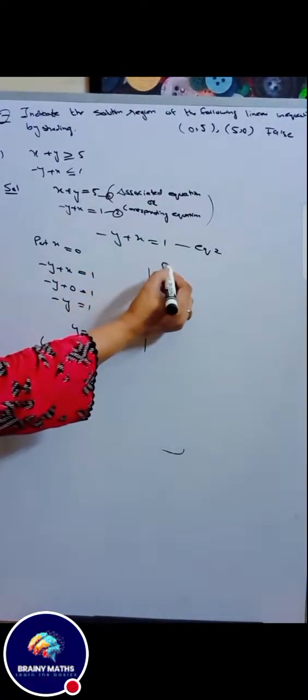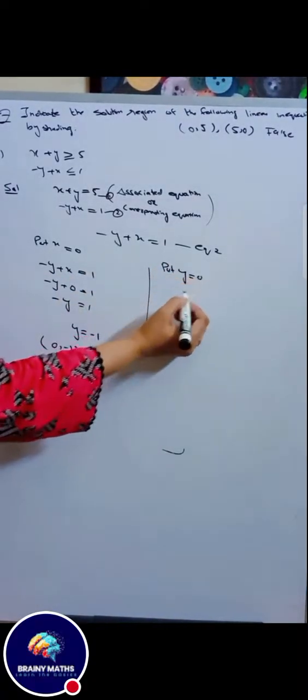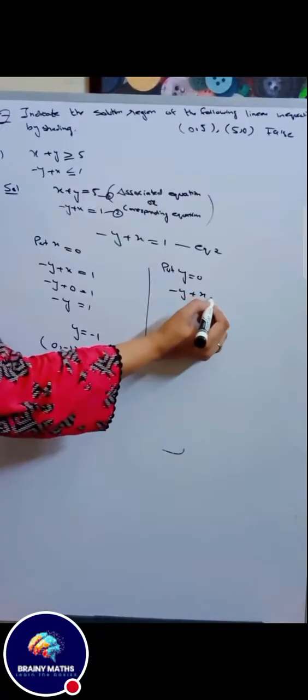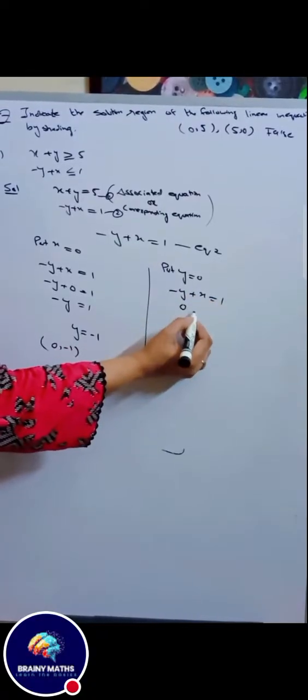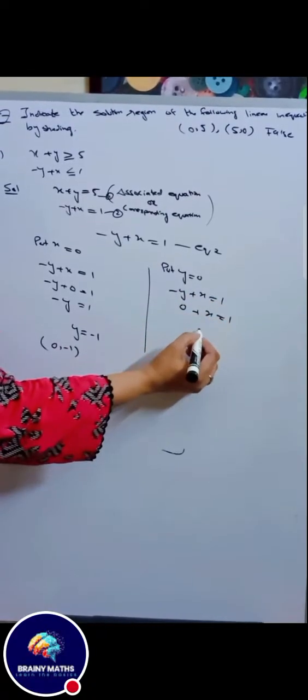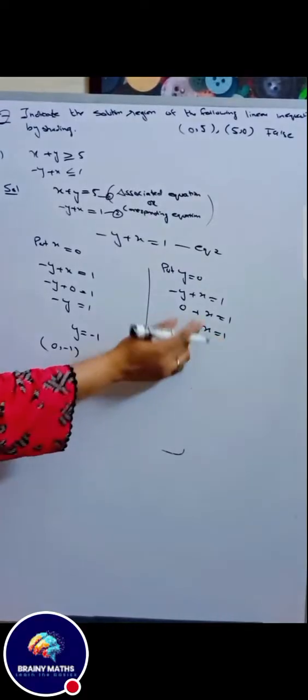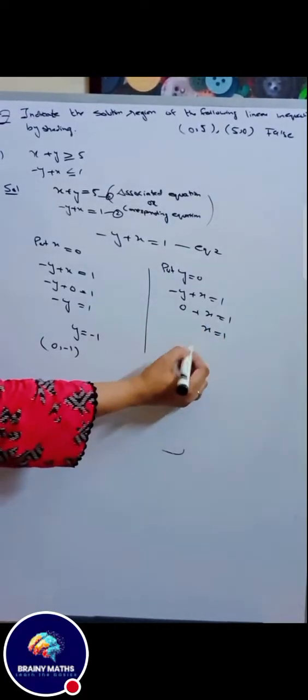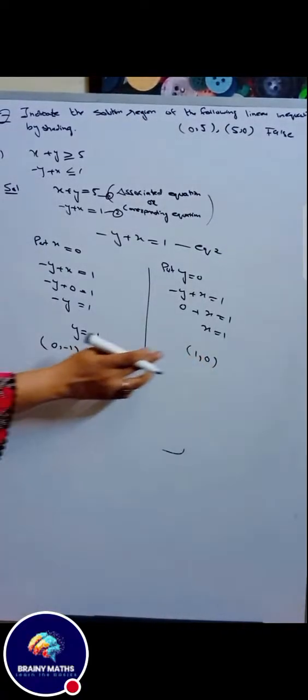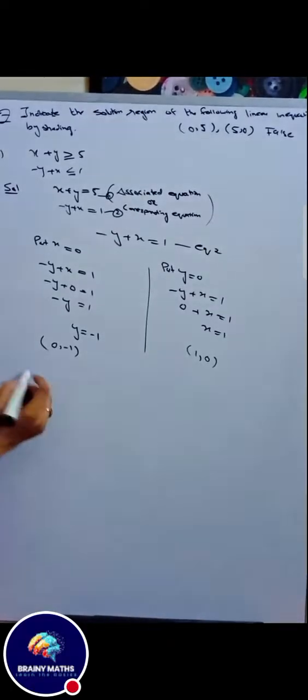Clear? Now next, put y equal to 0. Minus y plus x equals 1 becomes 0 plus x equals 1, so x equals 1. So x is 1, y is 0. I get two pairs: (0, -1) and (1, 0). Now, the test point.